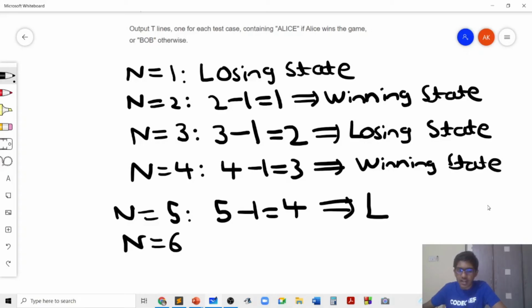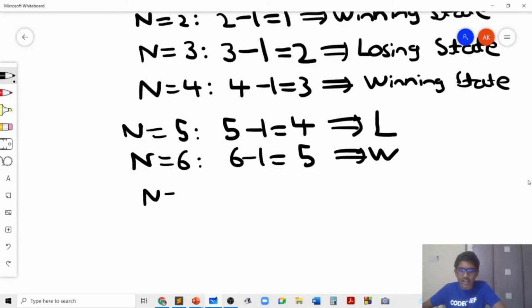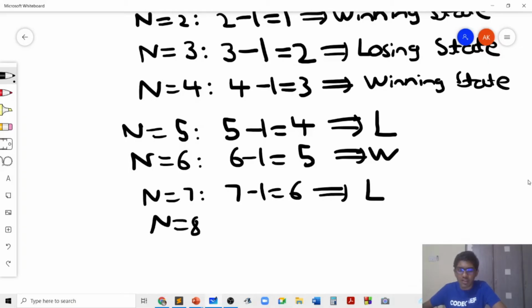When n is 6, again we can just subtract 1 to get 5. So this is a winning state, because we can get to a losing state from it. When n is 7, again we can only subtract 1, so we get to a winning state. That's why this is a losing state. When n is 8, again you can see the pattern. We are just subtracting 1.